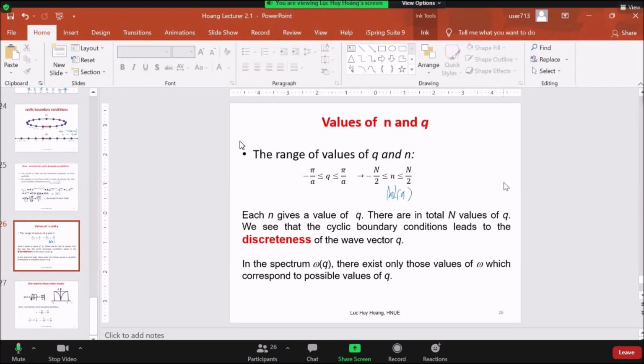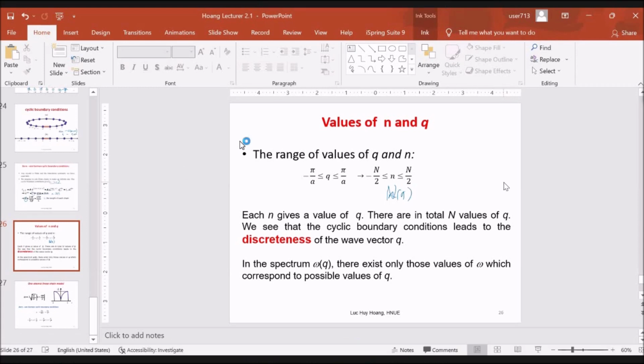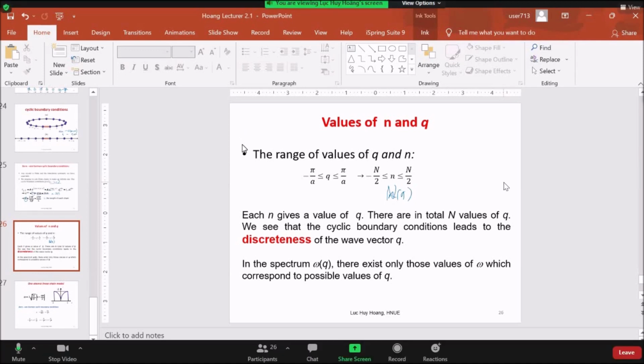Dạ, thầy cho con hỏi về vai trò của cái mạng Born-Karman này thì vai trò nó là gì ạ? Chỗ đấy cũng rất cần hỏi.